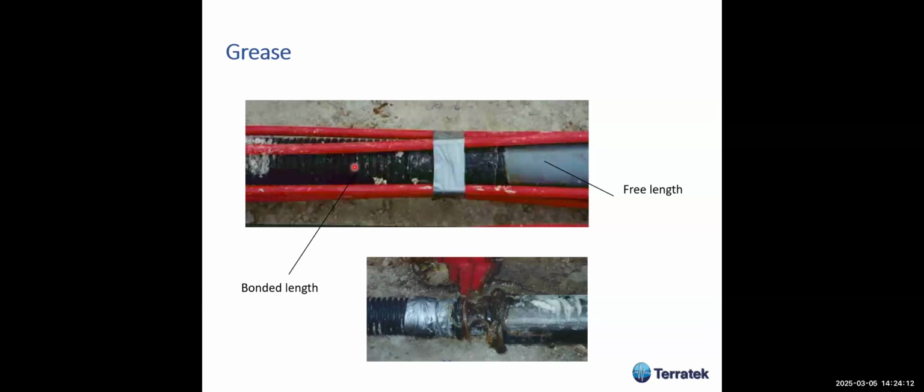Okay, the bonded length, you have grout under this sheath, corrugated pipe, and here under the plastic pipe we have grease as it comes out here.